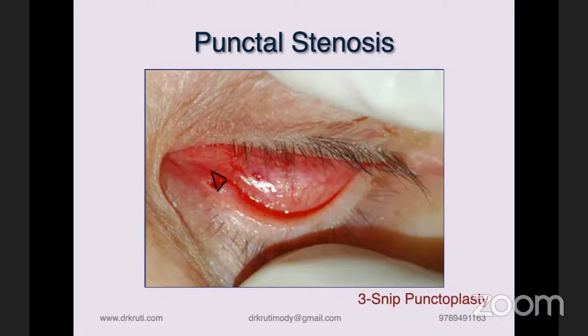If you have a punctal stenosis and you don't know the situation ahead, do a three snip. Call the patient post-op and evaluate the lacrimal system later, and then you will know where the further obstruction is.